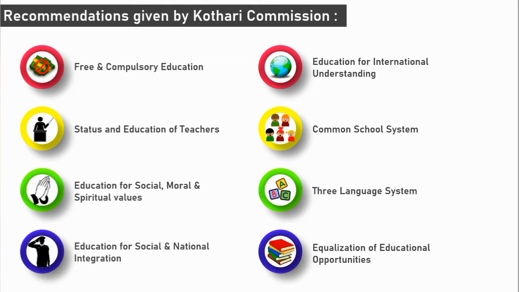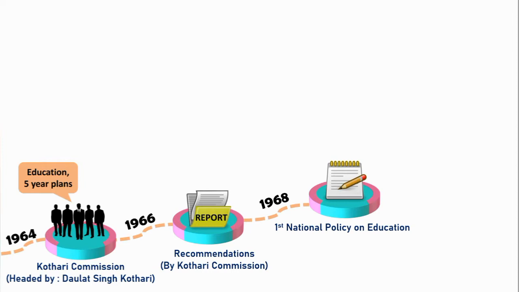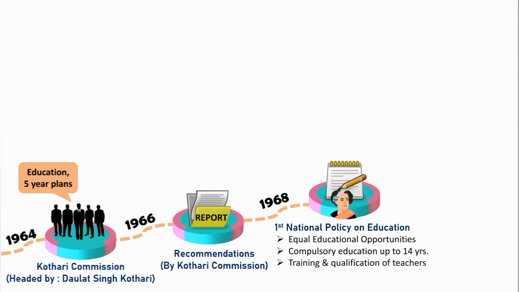So based on the report and recommendations of the Kothari Commission, in the year 1968, the first national policy on education was announced by then Prime Minister Indira Gandhi, in which the main focus was equal educational opportunities, compulsory education for all children up to 14 years of age, specialized training and qualification of teachers, implementing 3-language formula, that is Hindi, English and the official language of any particular state. The policy also encouraged teaching of Sanskrit language. So with this policy, the government tried to improve the quality of education in India.